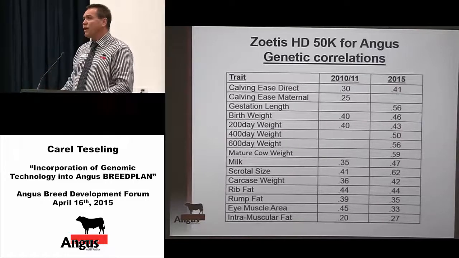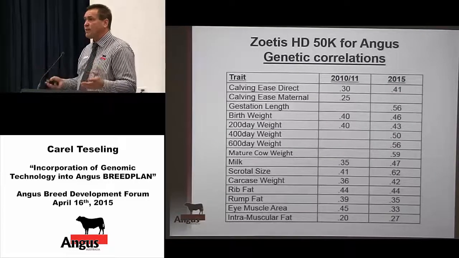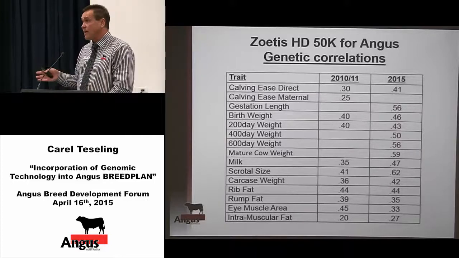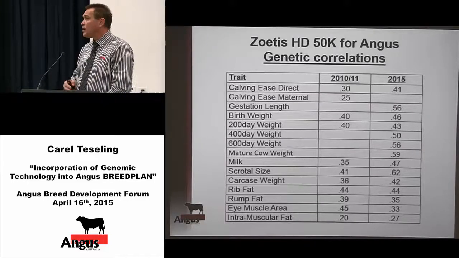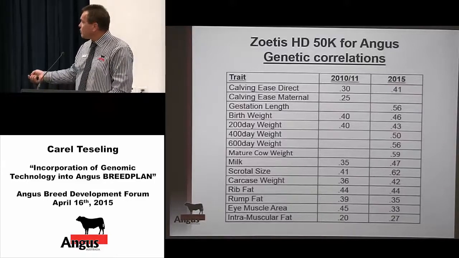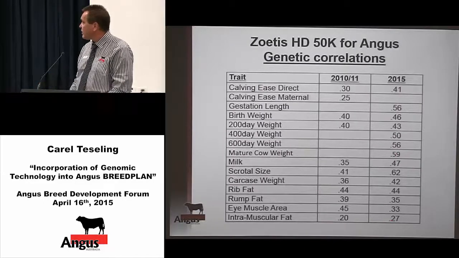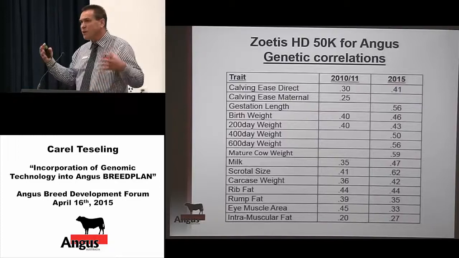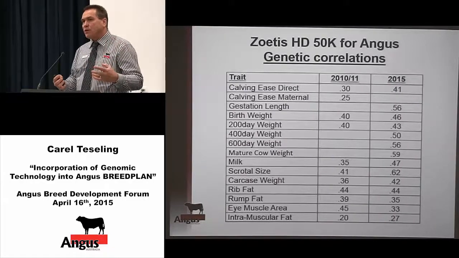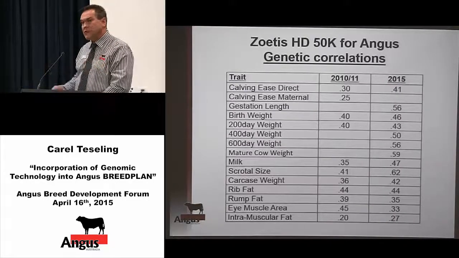I'm quickly going to give you a visual impression of what the impact of testing is. I don't have time to go through all of the traits, so I've selected two traits that I'll look at. One is mature cow weight, which has a high genetic correlation, and I've also used intramuscular fat because it has one of the lowest genetic correlations. Just to give you an impression of how that influenced the EBVs that we did.